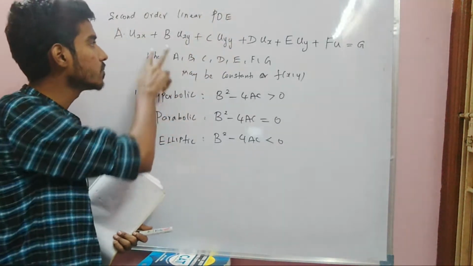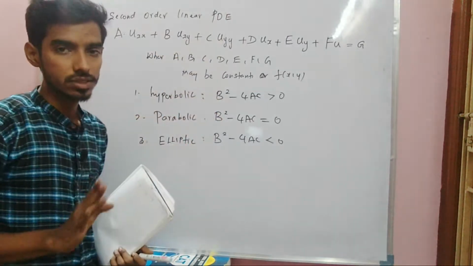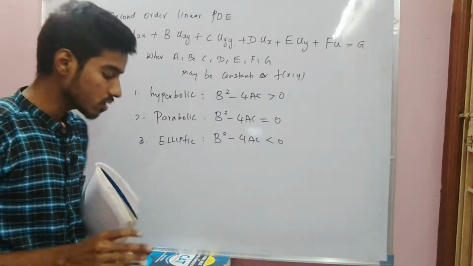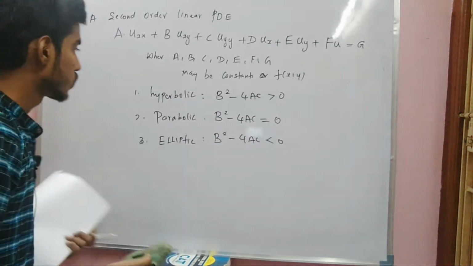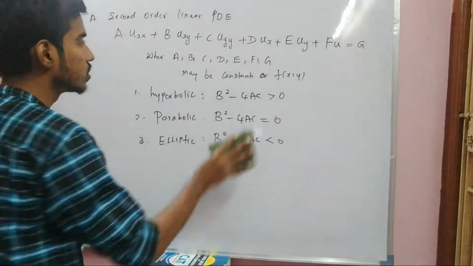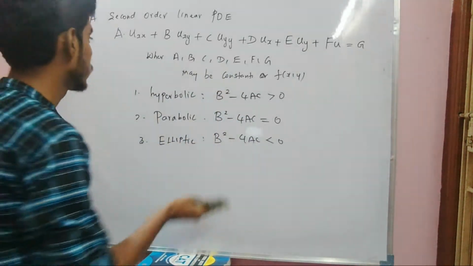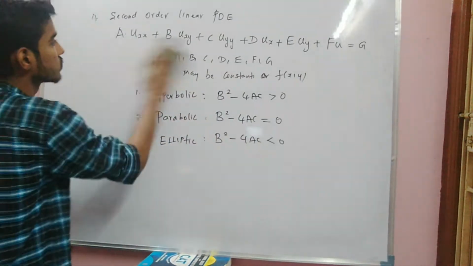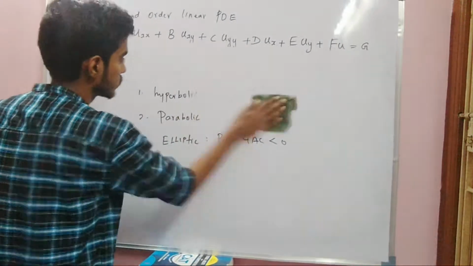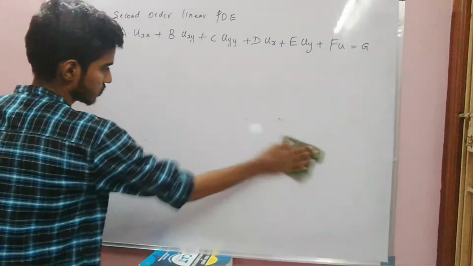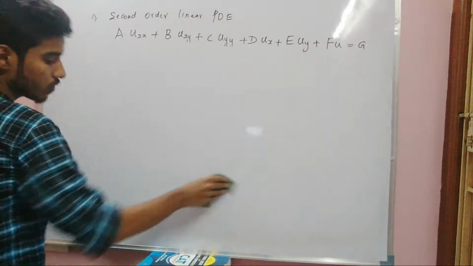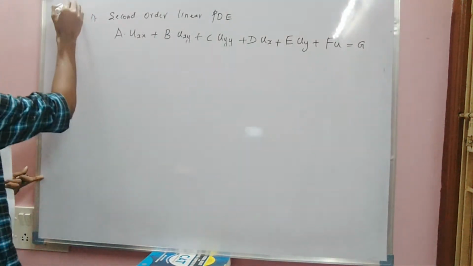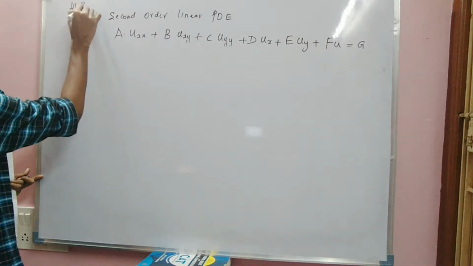When it is hyperbolic, b square minus 4ac is greater than 0. So how to find the canonical form for hyperbolic? It's a very important note. First we will study only hyperbolic, and then we will move on to parabolic and elliptic. You only have to remember the formulas. If you remember the formulas, it will be very easy for you.